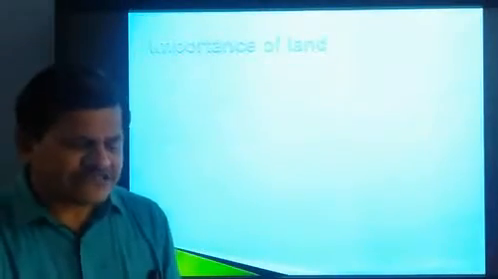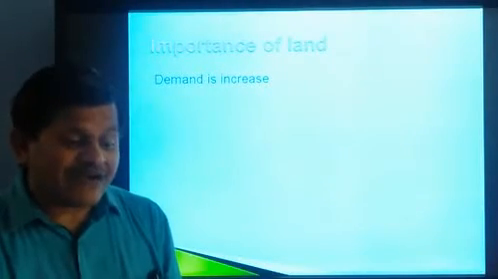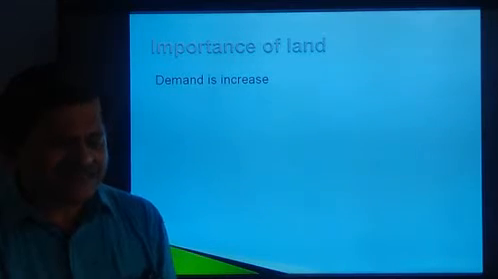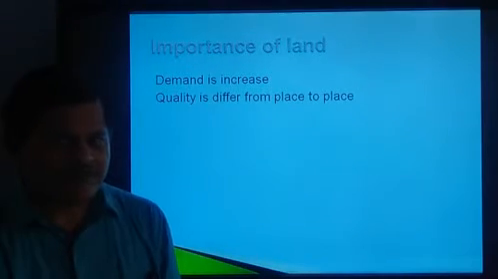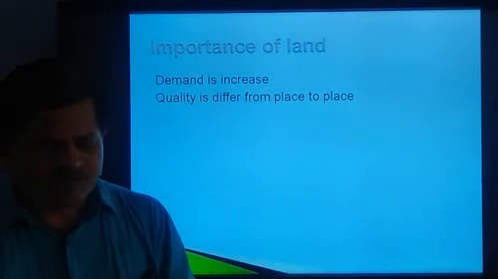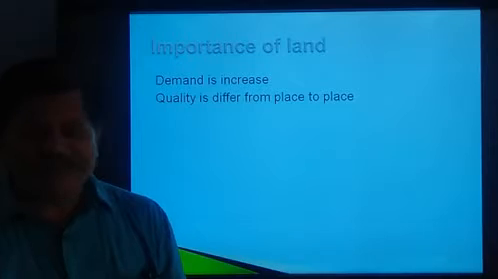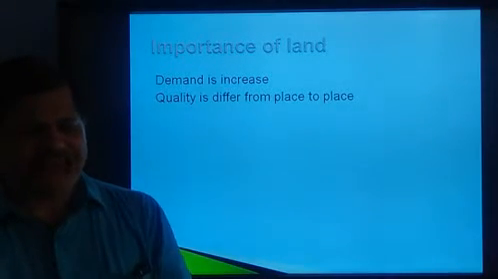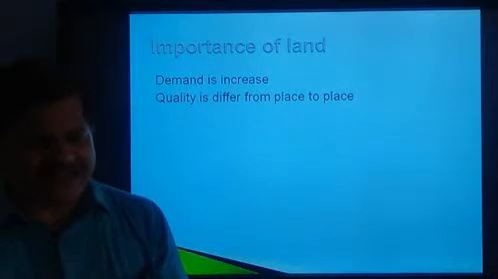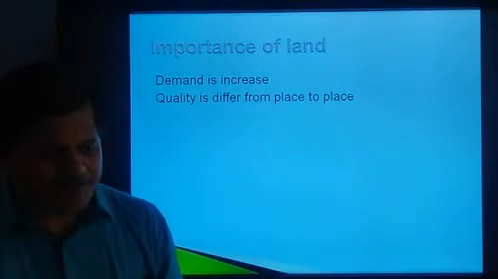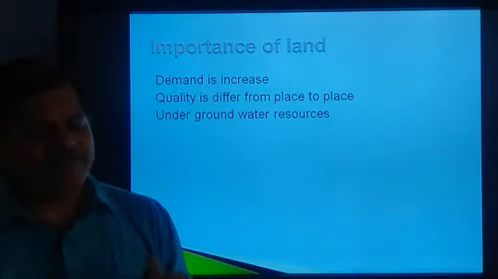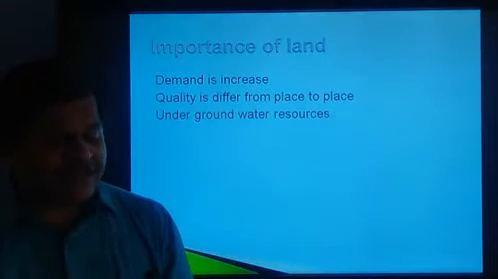Now there is so much importance of land. What are these? Demand is increasing. If we compare the last 2 decades, population is increasing. Before 2 decades, population was much less as compared to today. Demand is increasing day by day. Quality differs from place to place. In a river basin, we get good quality of land, but as compared to the Saharan desert, there is not such good quality. Where underground water resources are available, we try for that land.